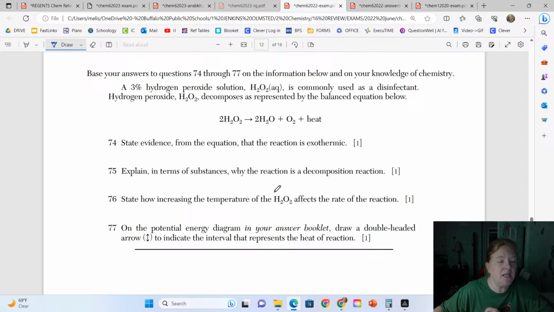Oh, it is heat, but heat as a product. Heat on the product side. Heat is coming out. Heat on the right side. Something like that. Okay. No, they don't. Not unless there's a 2-point question, and those are pretty rare. I can't even remember the last time there was a 2-point question.